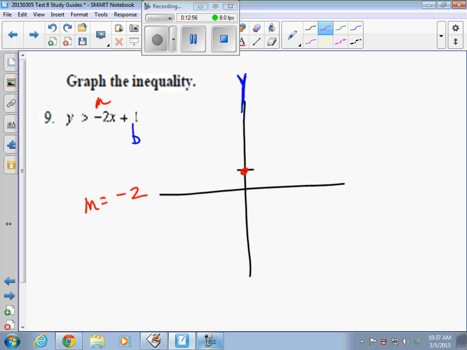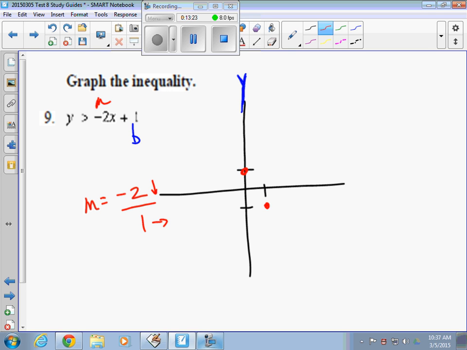How many times it rises or it goes up or down like an elevator over how many times it runs to the left and to the right. So that tells you to go down 2 and to the right 1. Down 1, 2, and to the right 1 will be your second point. If it were just an equation, you'd draw a line through there and you'd be done, but it's not. It's an inequality. It says y is greater than -2x plus 1.